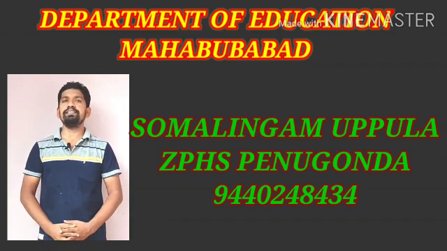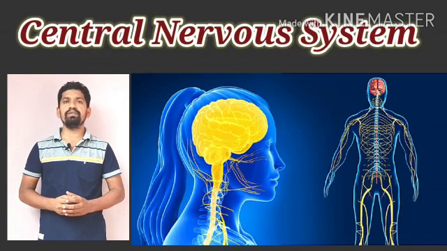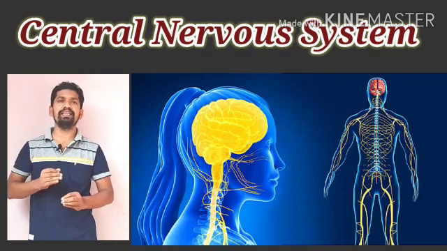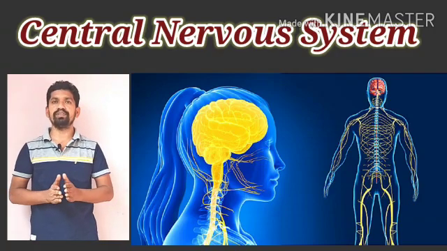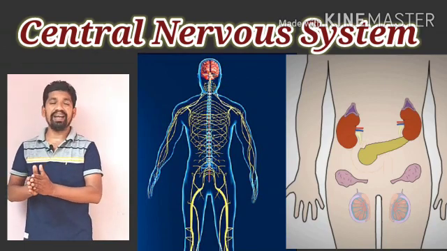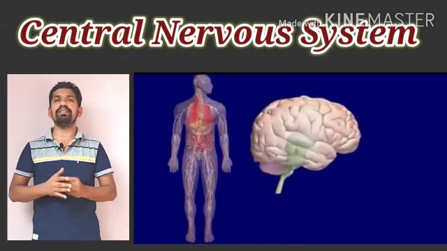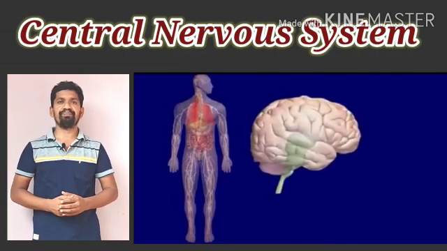Today our topic is the Central Nervous System. As we know, the control and coordination in animals is completely maintained by two important systems: the nervous system as well as the endocrine system. So in this video today we are going to discuss the structure of the central nervous system.